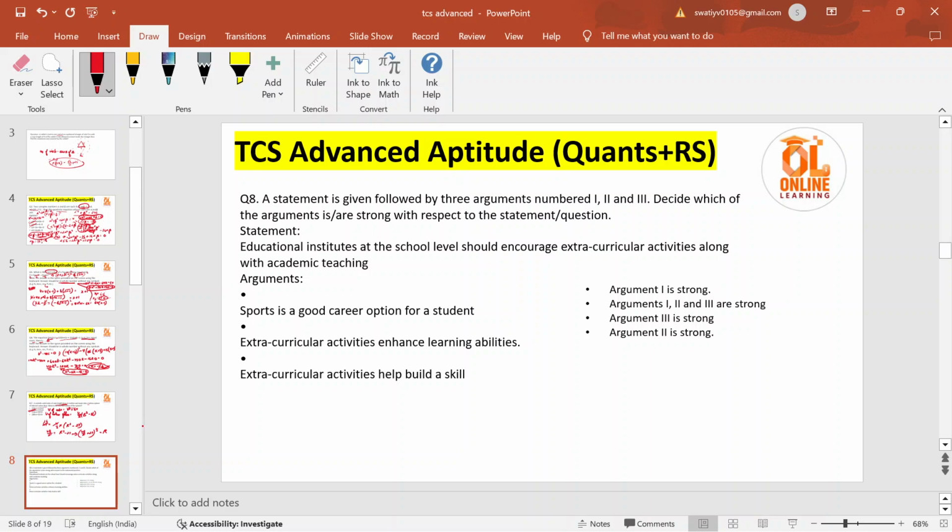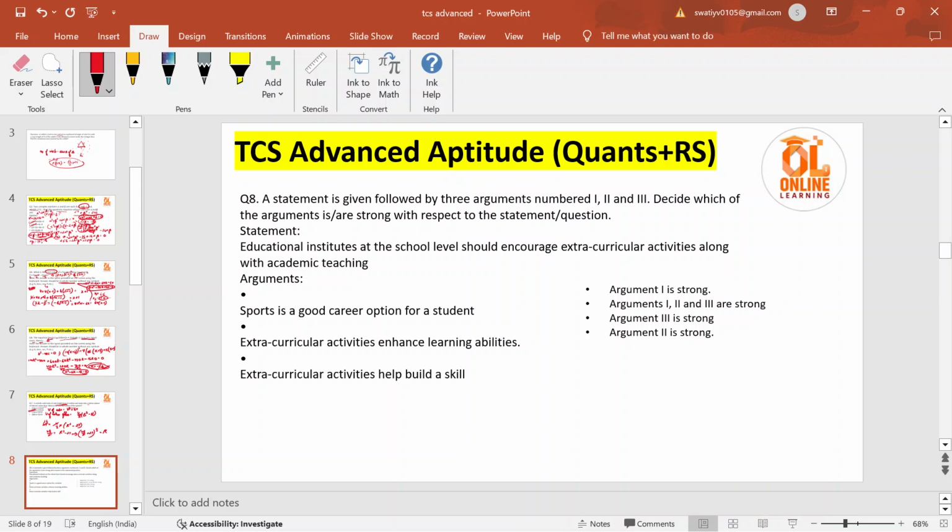Okay guys, now see, this is a question of statements and arguments. So for these questions you have to know about three concepts: how your argument can be weak. Firstly, an argument is called weak if the argument is not at all related to the statement, because the argument needs to be related to the statement only. It should not tell about something other than the statement. It should say only about the things related to the statement. So this is your first thing.